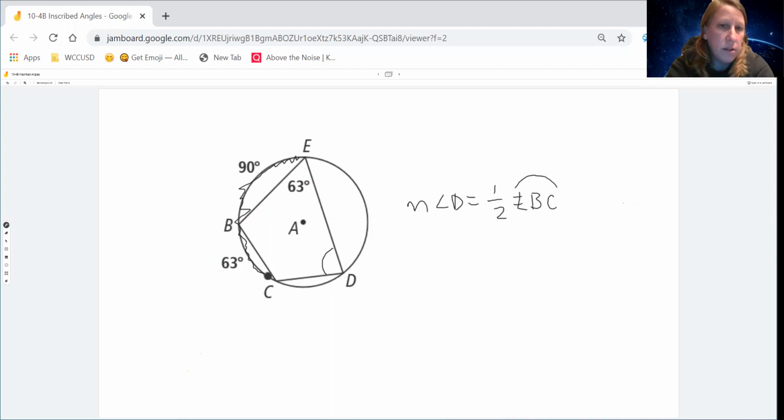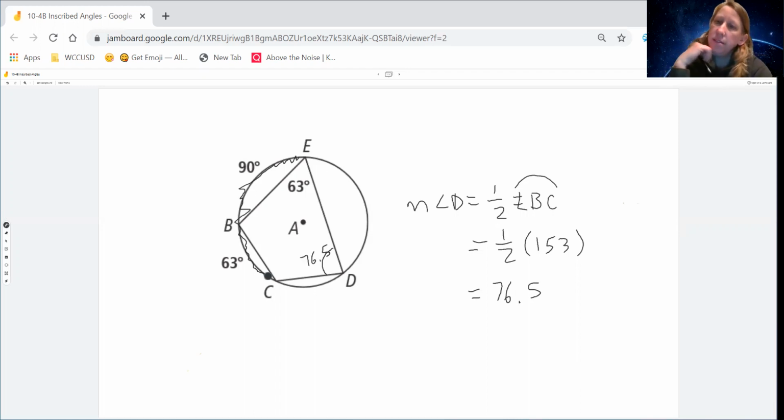All right, and I'm going to use a calculator this time so I don't mess up my math. So 90 and 63 together is 153. So I'm going to do 153 divided by 2, and that's going to tell me that the measure of angle D is 76.5.